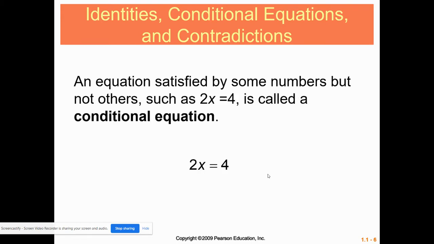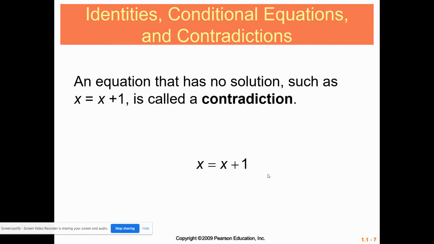On the other hand, we have conditional equations. That is, x is equal to a certain amount, or 2x is equal to 4, on the condition that x is equal to a certain amount. In this case, x has to equal 2. 2x equals 4 on the condition that x equals 2.